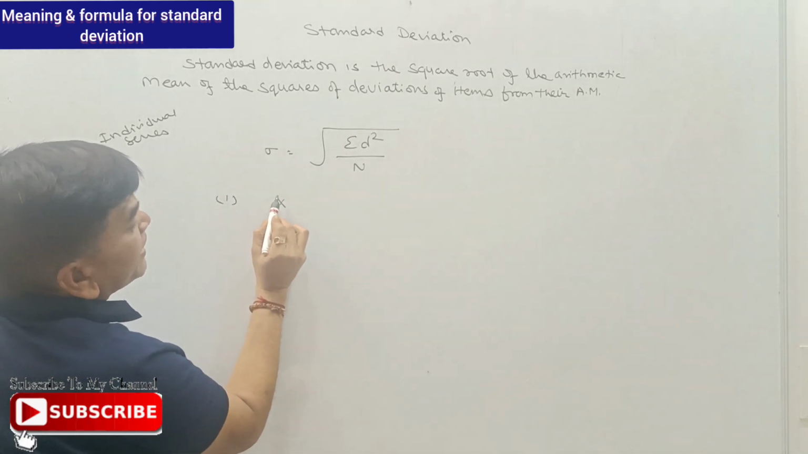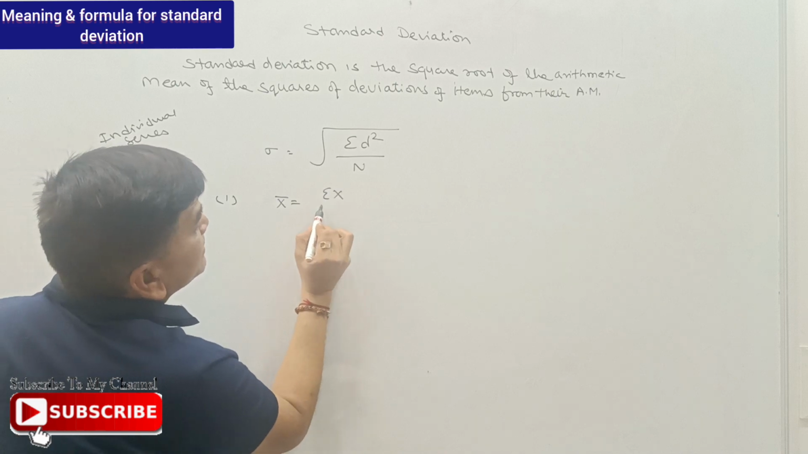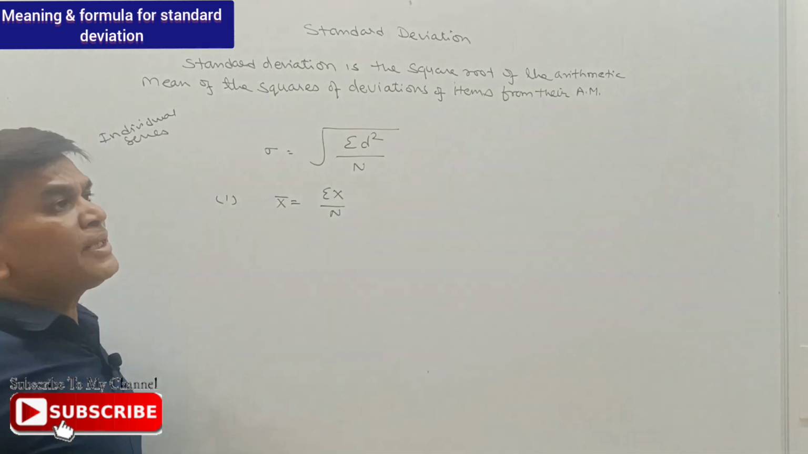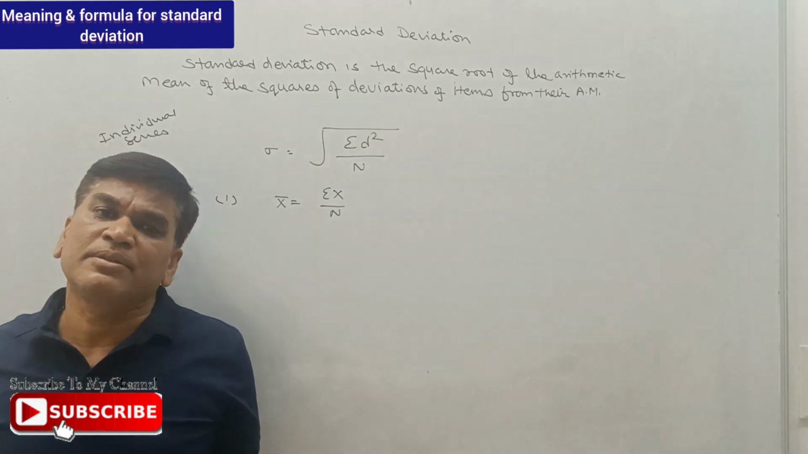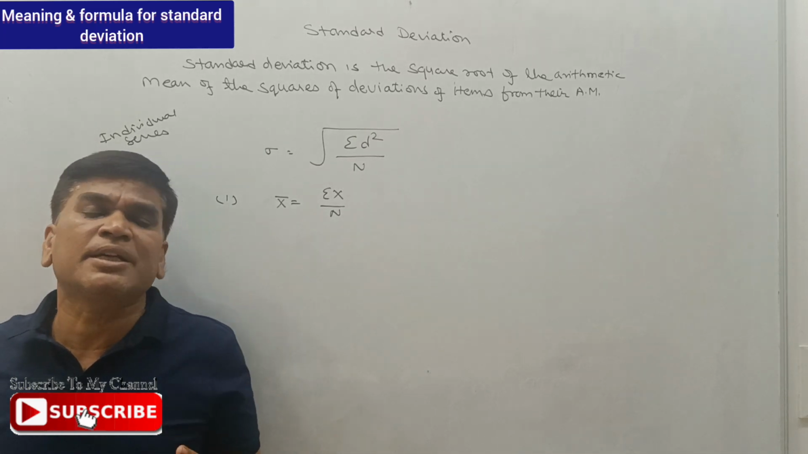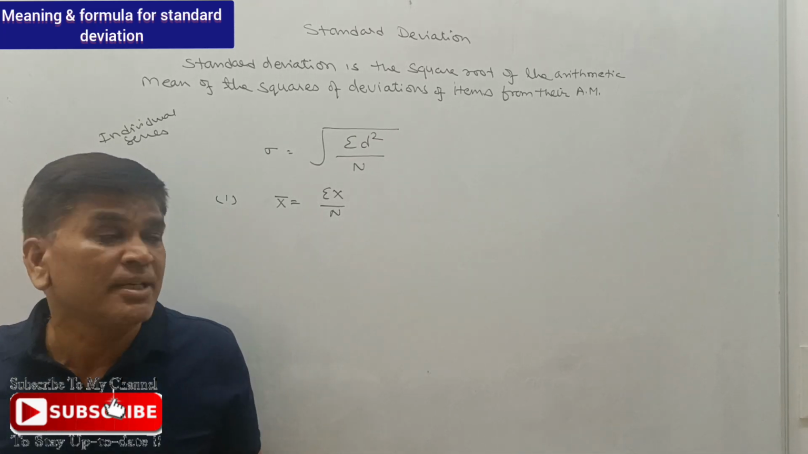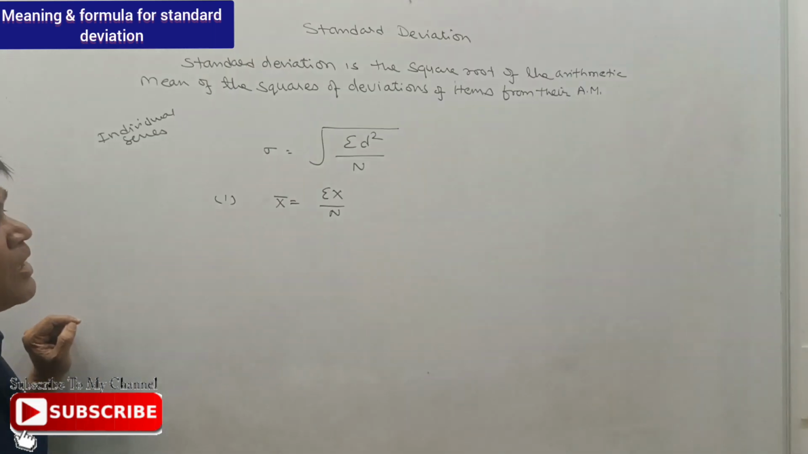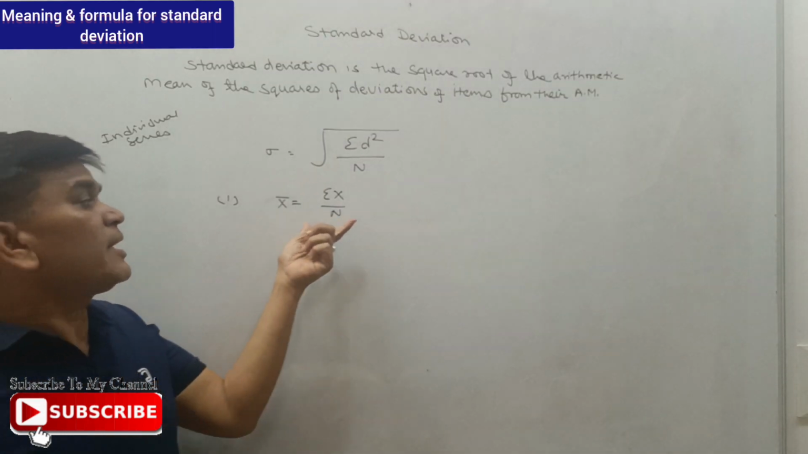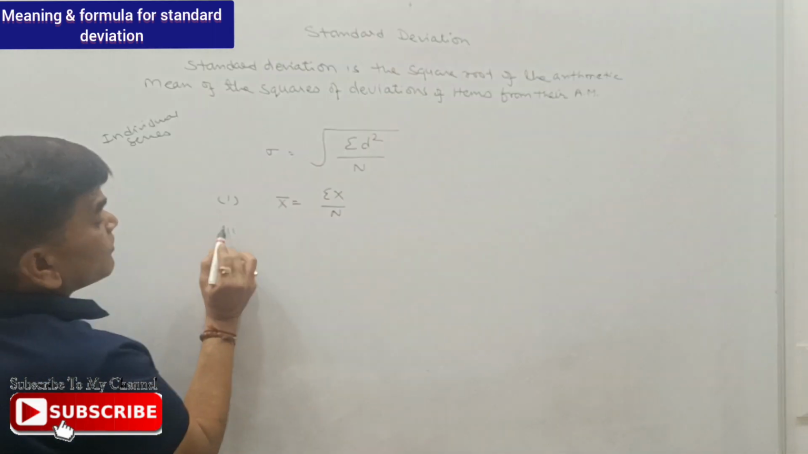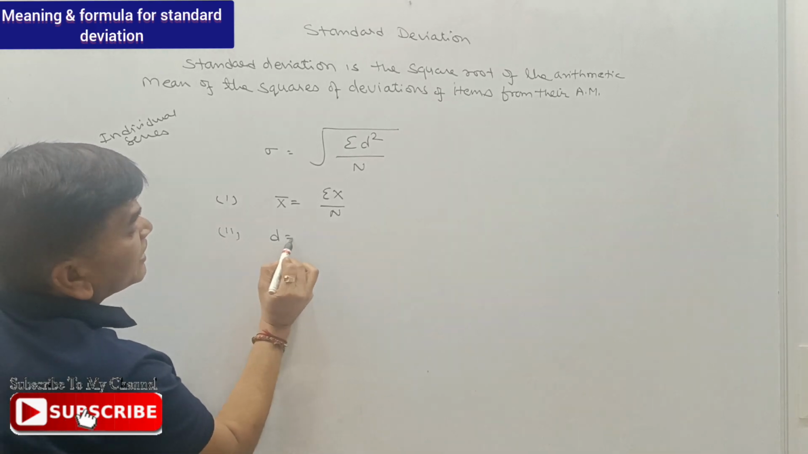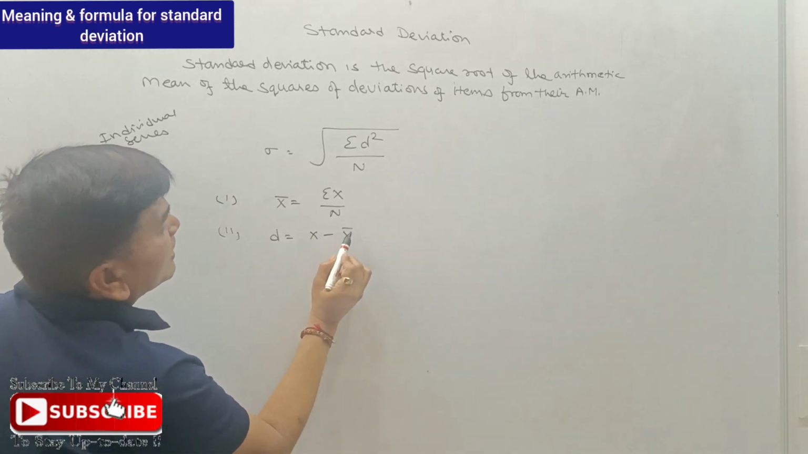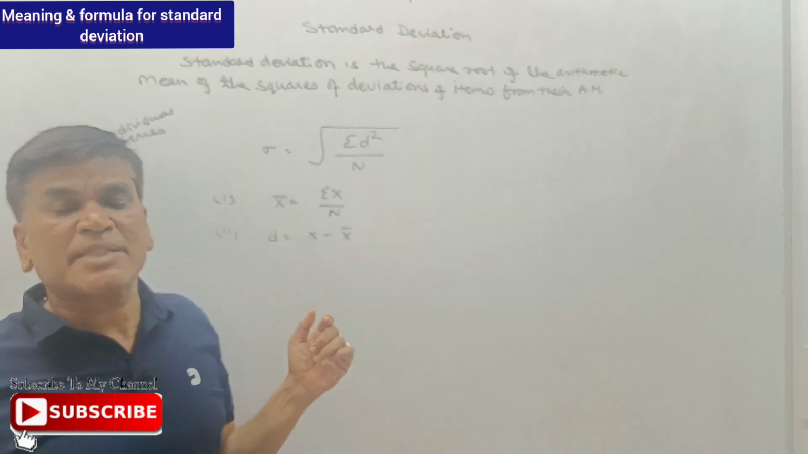We will calculate x bar, that is sigma x divided by n. To calculate standard deviation, the very first step is to calculate the arithmetic mean of the series. For getting the arithmetic mean, we will add all the items of the series and divide by n. In the second step, we will get d, that is x minus x bar. We will get the value of x bar.